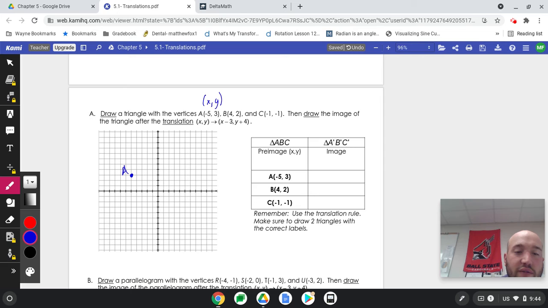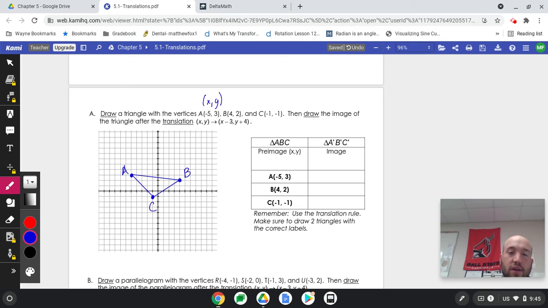We'll do the same with B: right 4, up 2. And then C is negative 1, so left and down. Then we connect our dots, and we have our triangle. So that is our initial shape. We are going to use that to find what our image will be.